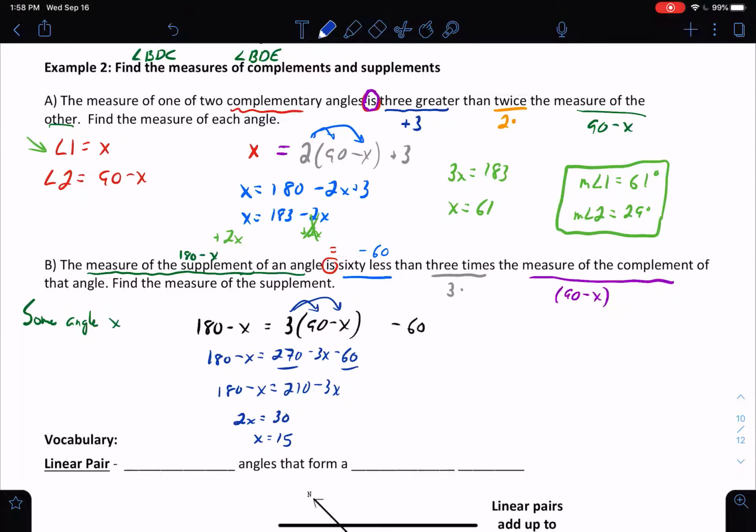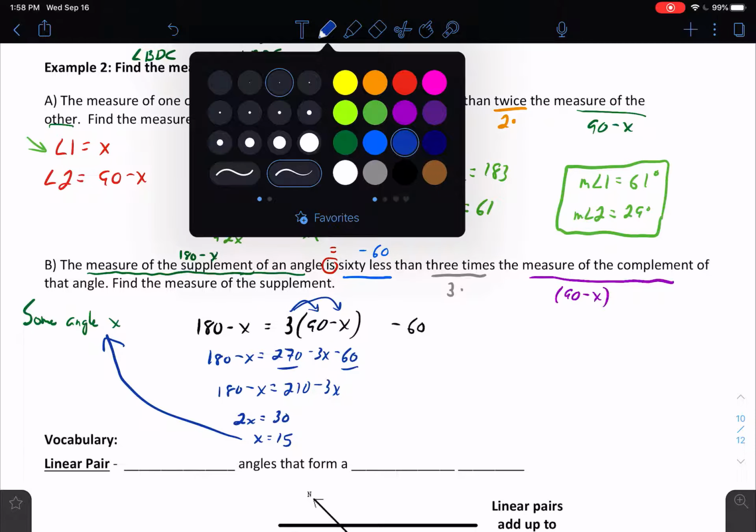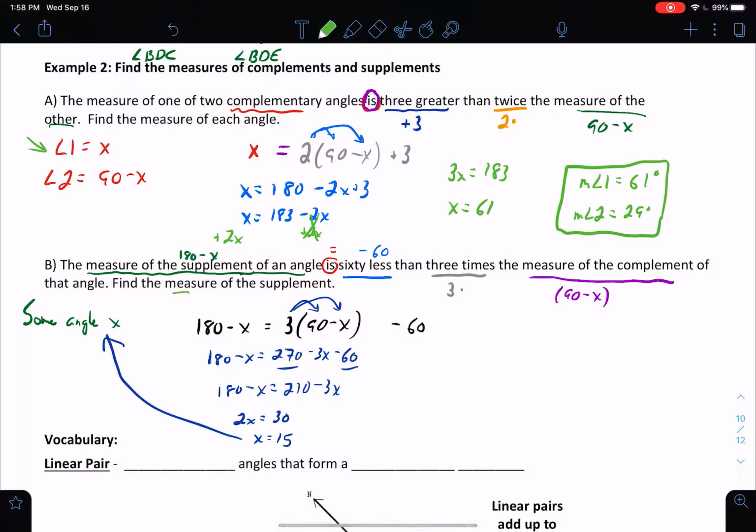Now, what does that 15 represent? 15 is some angle. We are trying to find the measure of the supplement. So, to find the measure of the supplement, we got to take 180 minus x. So 180 minus 15, and we're going to get 165 degrees.